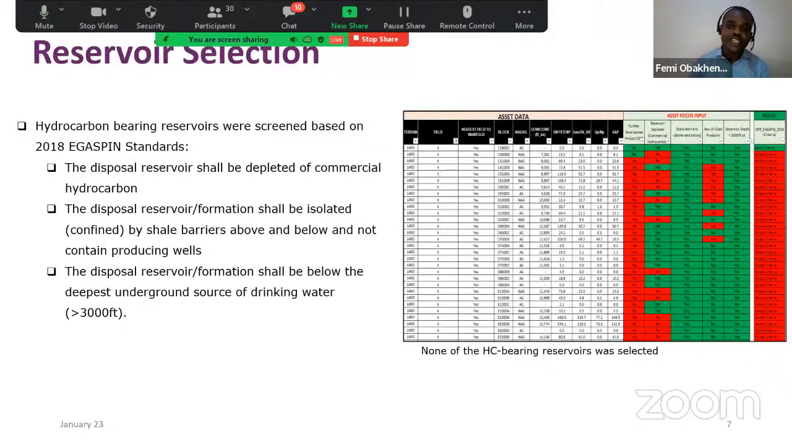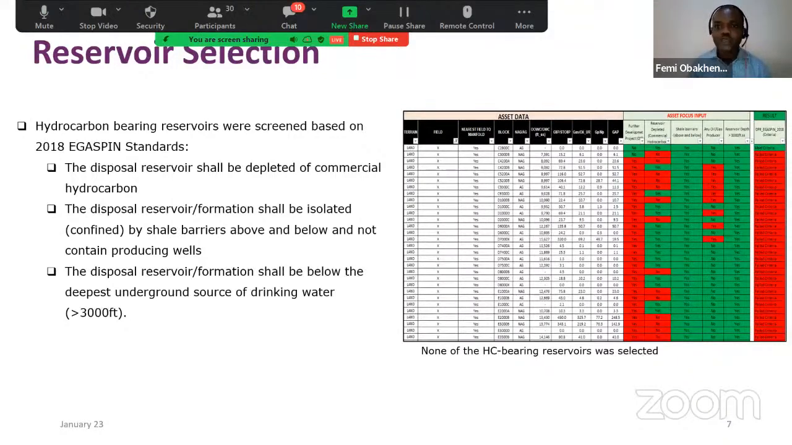Now the table on the right just shows you those criteria put in a spreadsheet. So it's not a complex thing. All you need to do is put all your reservoirs in your field in a spreadsheet and put these ranking criteria and see if they all pass.